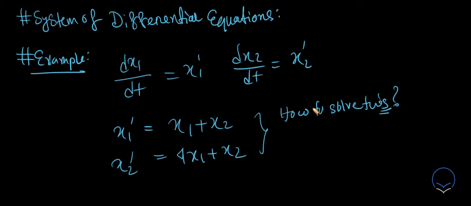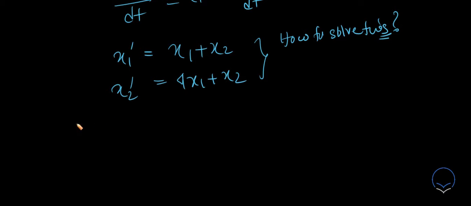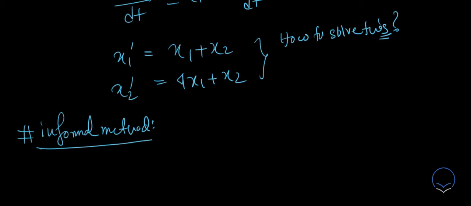That's our question. So what we can do, and in this video we are only going to see the informal method, not the formal method that we are going to discuss in the next video. Since you have an expression for x2 prime, let's call this equation A and equation B for our convenience.